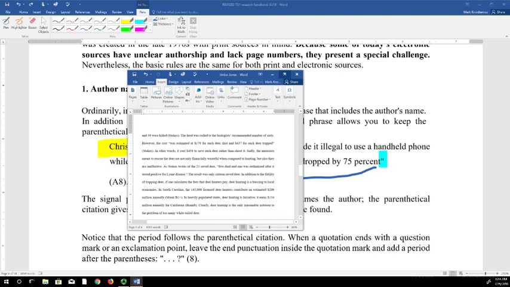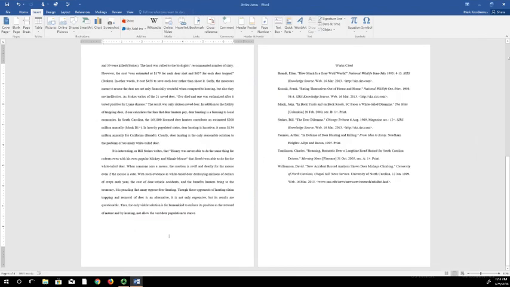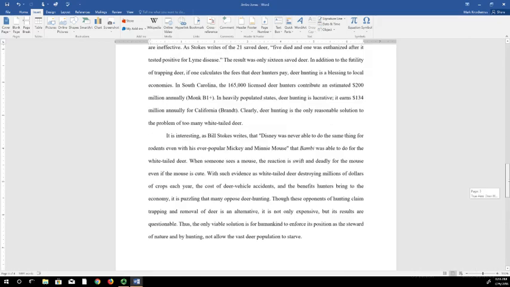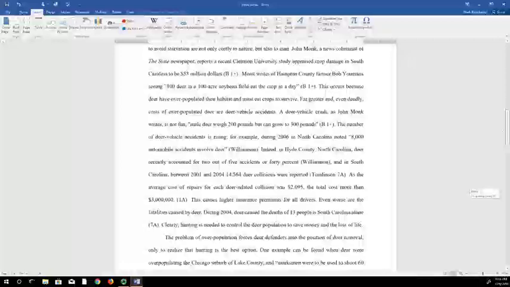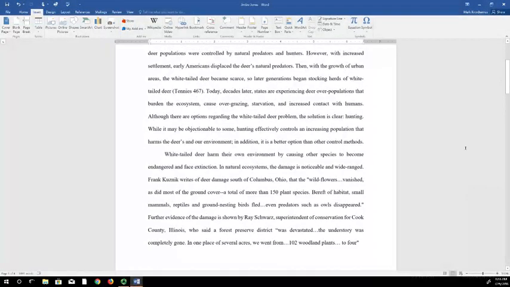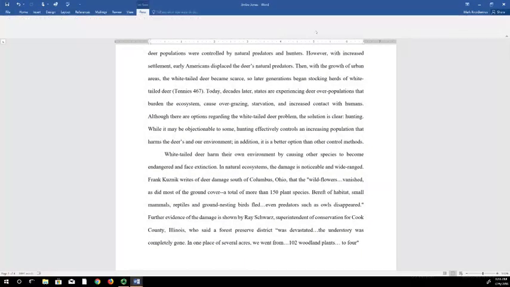So what does that mean? Now let me drop in here. This is the example paper. This is the first page, the first body paragraph. Now I have a direct quote in here. Frank Kuznick writes. This is what's this called again? A signal phrase.